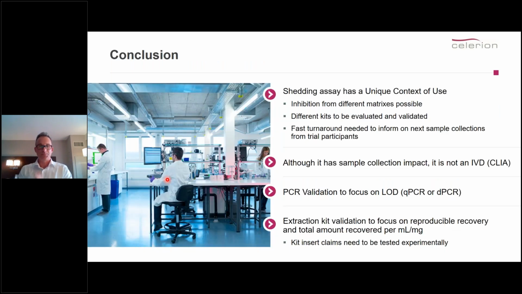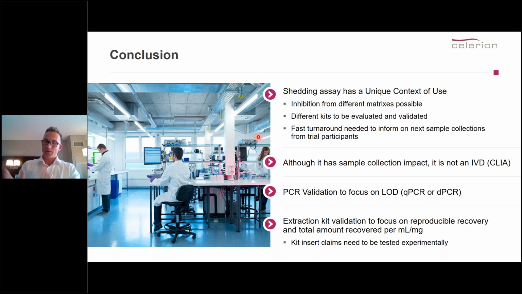So what's the conclusion? Shedding assays have a unique context of use, and I hope I've sort of explained that here to you. So inhibition from different matrices is possible, so that's something you really need to look out for. Different kits need to be evaluated and validated as part of your method. Don't just trust the kit insert and think all the validation will be good. Fast turnaround is needed to inform the next sample collection from trial participants.